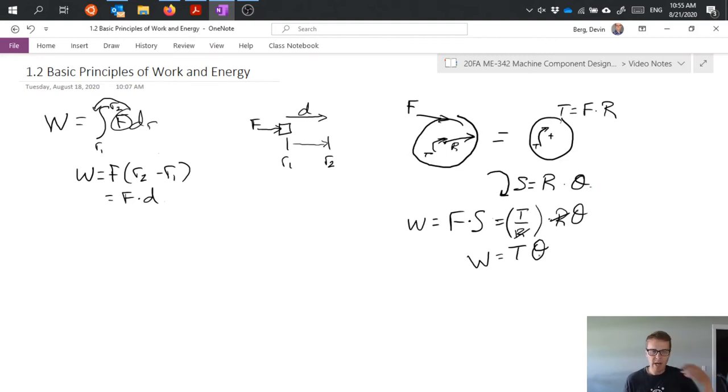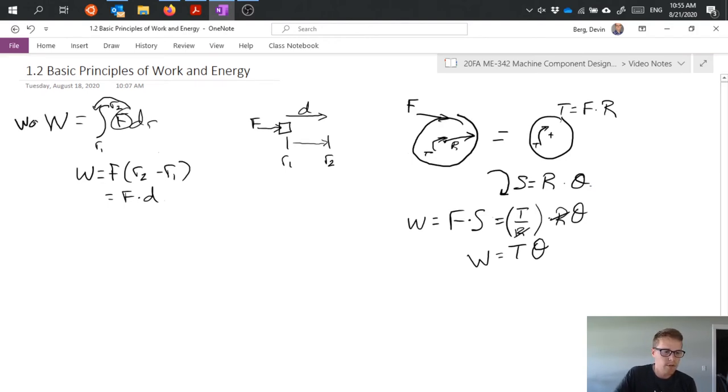Now, we're not always exclusively interested in work. So I'm going to come back here and just remember that this is work, and we're not exclusively interested in work, right? Because many times we want to know how long it's going to take to do something, and how long it takes to do something requires some information about power.